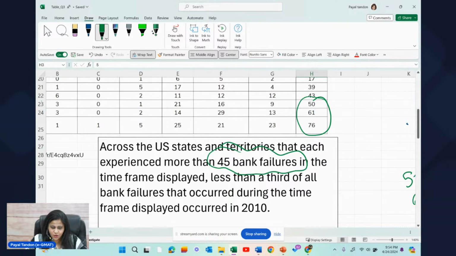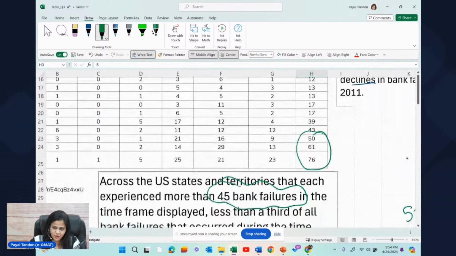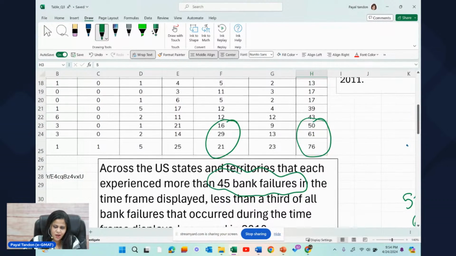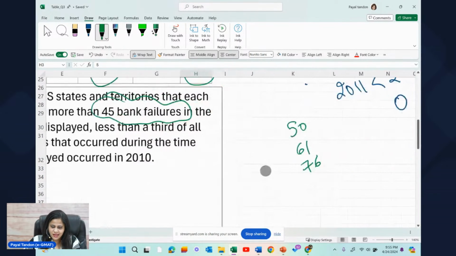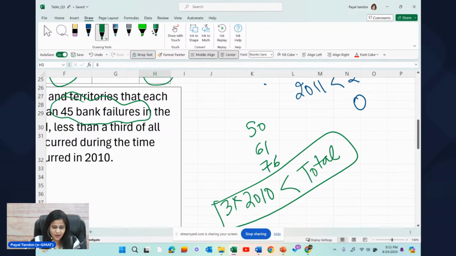Okay, now what is the rest of the statement saying? Less than a third of all bank failures that occurred during the time frame displayed occurred in 2010. So less than a third of all these occurred in 2010. That's what you have to figure out, if that's true or not. Now, what is your 2010 column? It's this one here. These are the three numbers. Now, what is the relationship that I'm looking for? Essentially, what I'm looking for is that 3 times the 2010 number needs to be less than this total number. Okay, so that is a relationship that I'm trying to figure out.